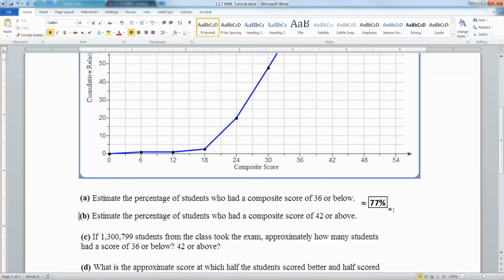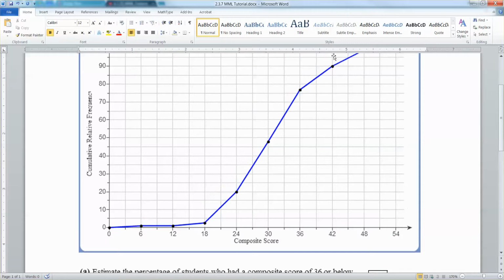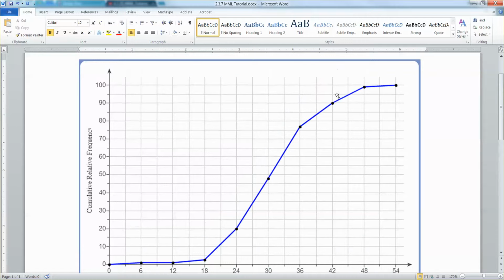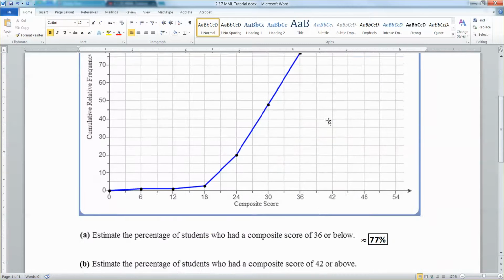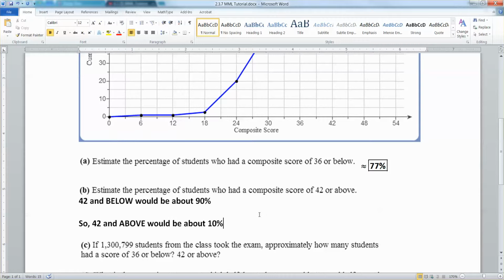What percentage of the students had a composite score of 42 or above? Ooh, above. That's interesting. So what we can do is figure out 42 and below, which is about 90%, roughly. So that would mean that it's about 10% above. So let's make a note of that. And there we go. That's the answer, 10%.